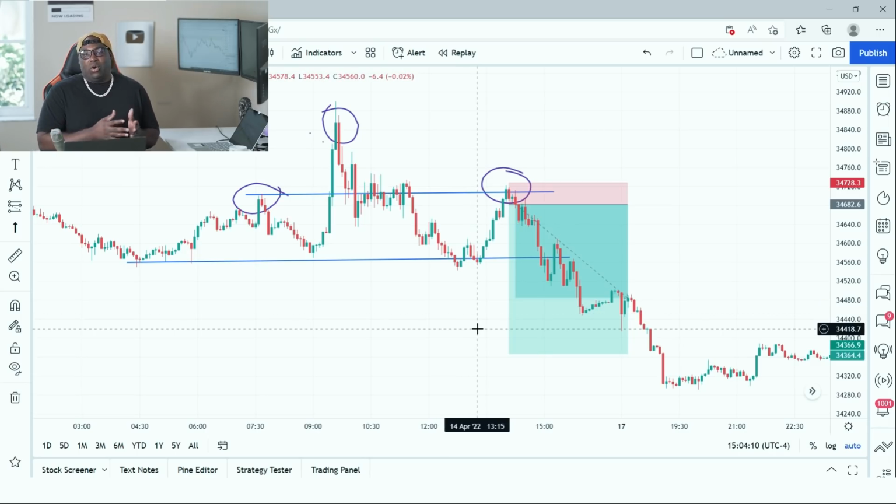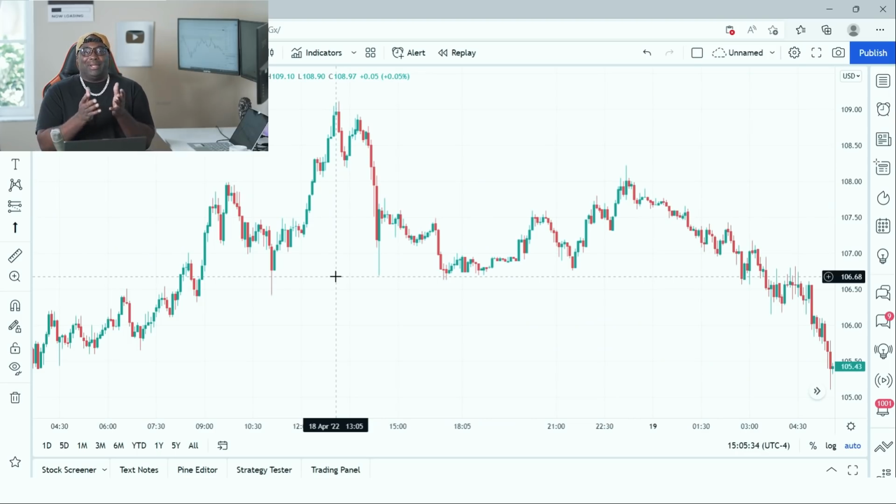So we don't have to go by the book. We can get in early, get in that trade, and then we can actually capitalize on that big move. Let me show you guys another example. Here is another good example.